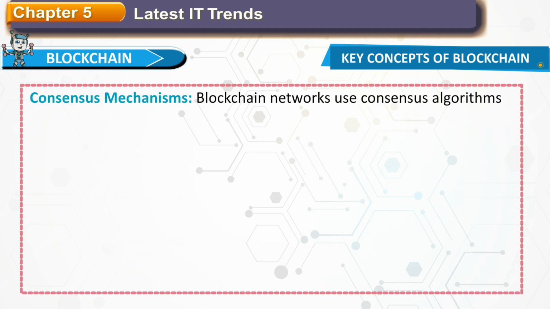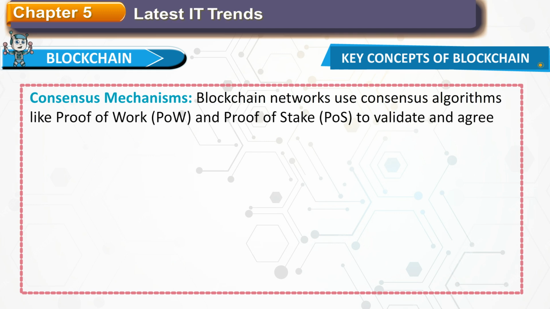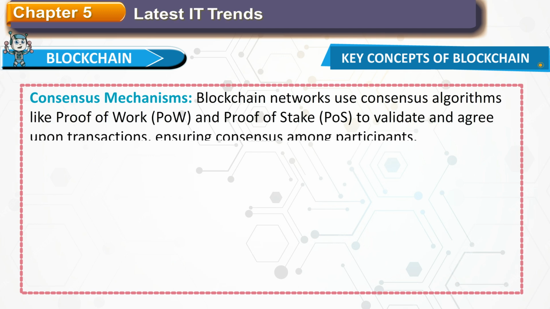Consensus mechanisms. Blockchain networks use consensus algorithms like proof of work, POW, and proof of stake, POS, to validate and agree upon transactions, ensuring consensus among participants.